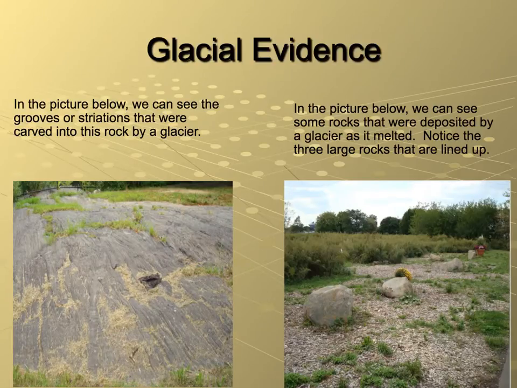Here's just a couple of pictures. On the left, you'll see some striations. If you look real closely, you'll see what look like lines that have been cut into the rock. A glacier did that. And on the right, you can see several rocks. The picture says 3, but I actually see 4. And you can just visualize how they were being carried by a glacier. And as the glacier melted, it left behind these rocks.